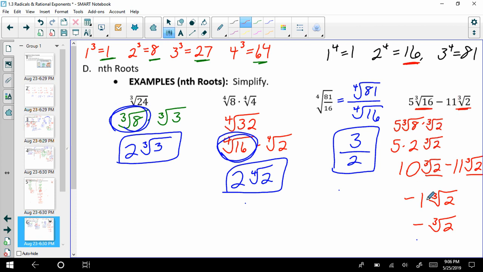Okay, so even if they're a cubed root or a fourth root, the process is the exact same. You're looking for the perfect ones.